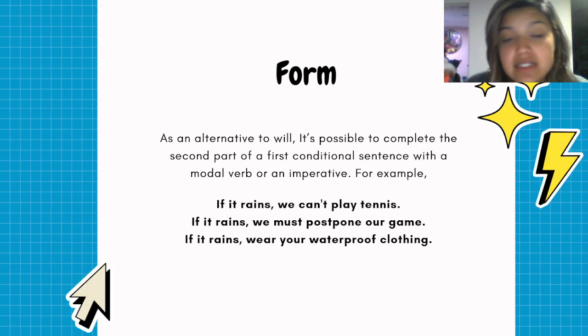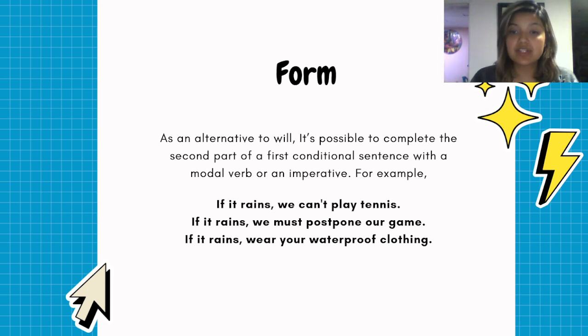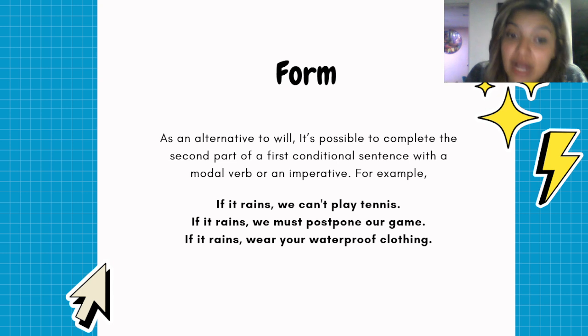As an alternative to will, it is possible to complete the second part of a first conditional sentence with a modal verb or an imperative. For example, if it rains, we can't play tennis. If it rains, we must postpone our game. If it rains, wear your waterproof clothing. So we use the imperative or modal verbs.